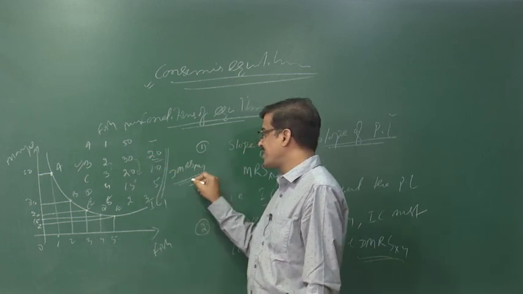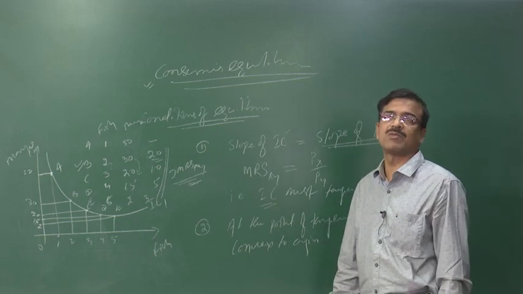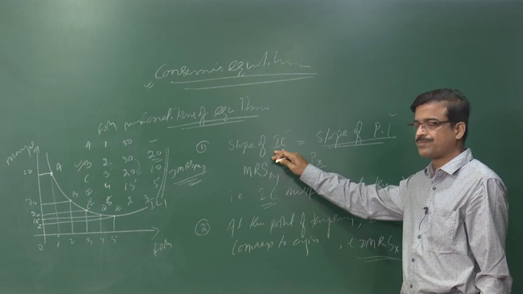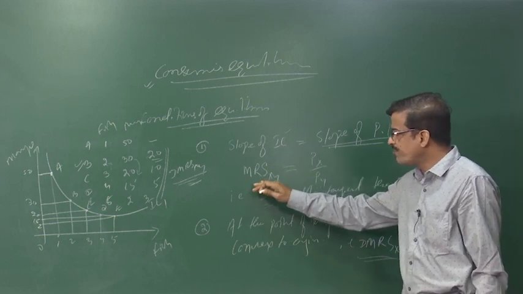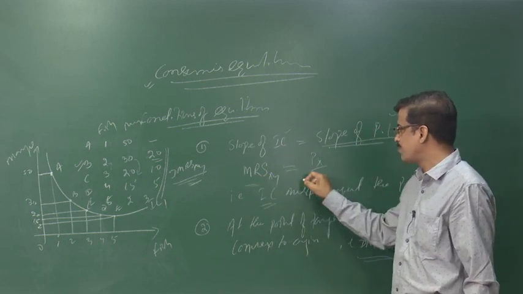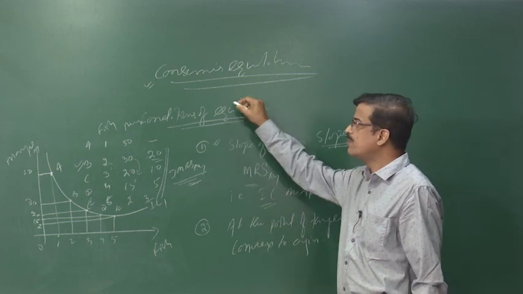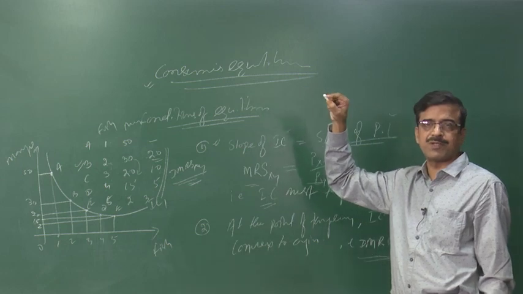So that reflects the diminishing marginal rate of substitution of X for Y, which is nothing but the slope of the indifference curve. So what do you find? The slope of the indifference curve must be equal to the slope of the price line. If this condition is satisfied, we are able to obtain the consumer's equilibrium.